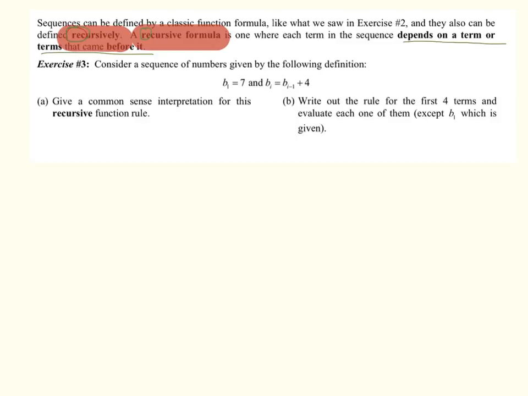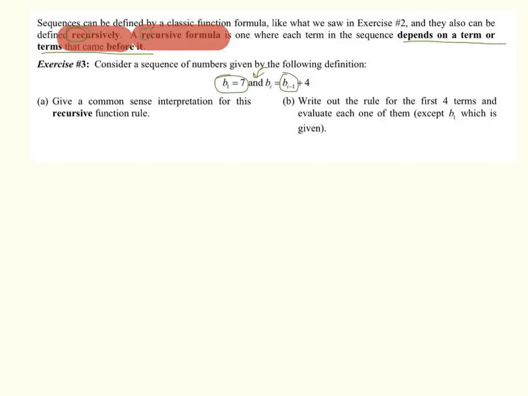on a day-to-day basis. So consider a sequence of numbers given by the following definition. B sub 1 equals 7, and B sub i equals B sub i minus 1 plus 4. Well, a couple of really important parts in here. You need to always state the first term when we're writing something recursively. The other thing that's important is that we put the word and in there, and then we write our statement of B sub i.